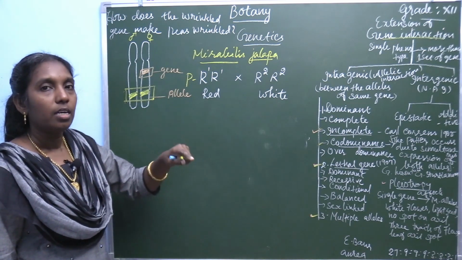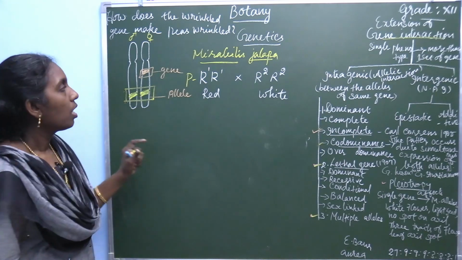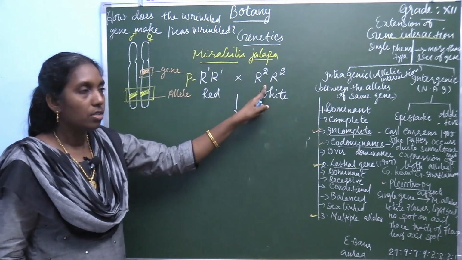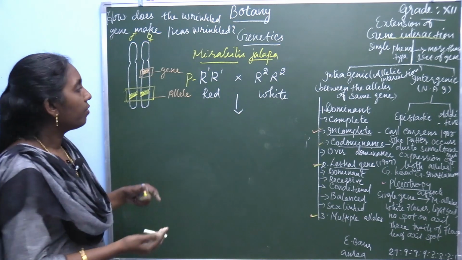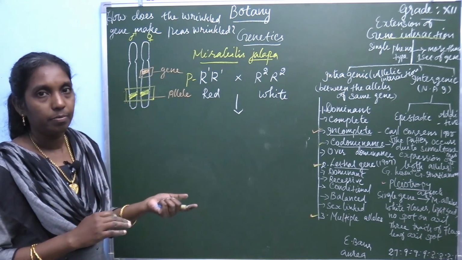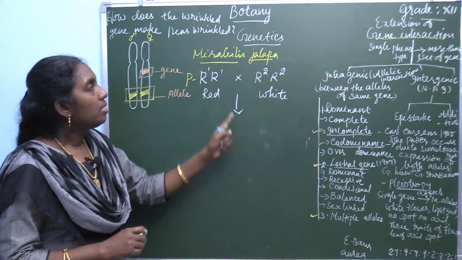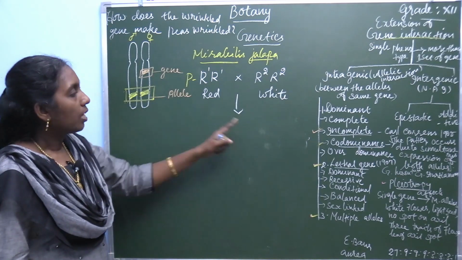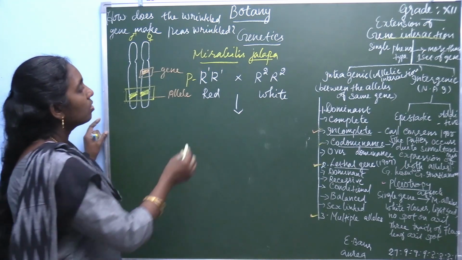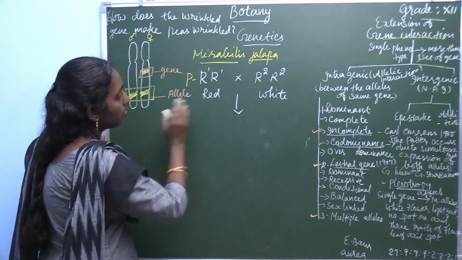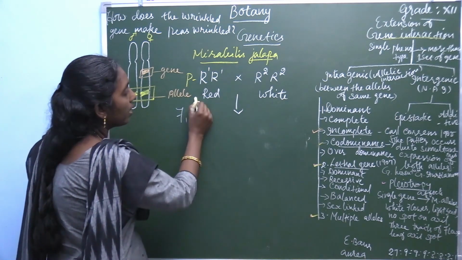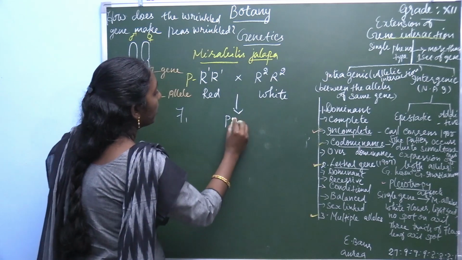Normally, according to Mendelian ratios, when a dominant and a recessive parent are crossed, in the F1 generation one is dominant over the other. But in this case, this is the example of incomplete dominance. When the cross is made, it produces in the F1 generation, instead of red color, pink.